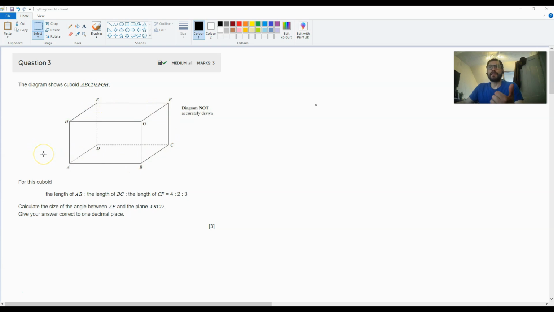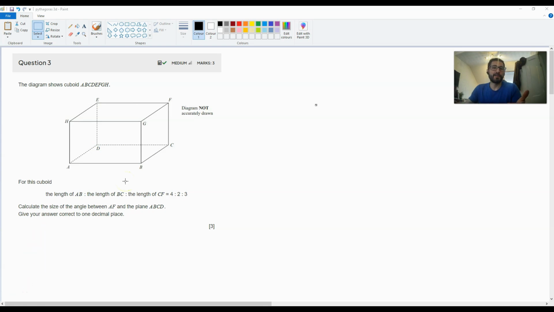And it's saying for this cuboid the length AB to the length BC to the length of CF has the ratio 4:3. What we're being asked to do is calculate the size of the angle between AF and the plane ABCD. We also have to give our answer correct to one decimal place.